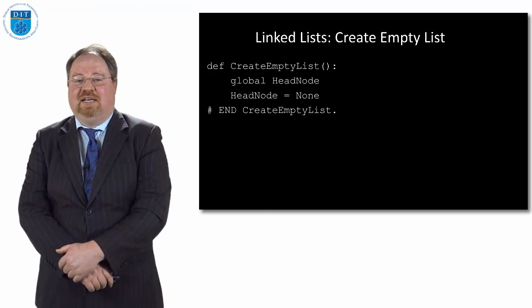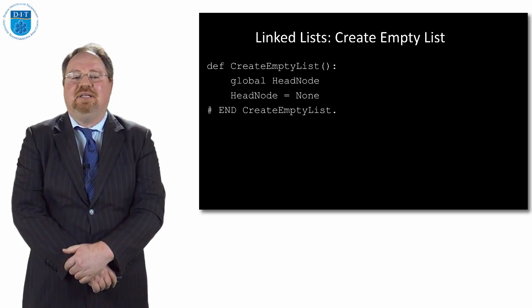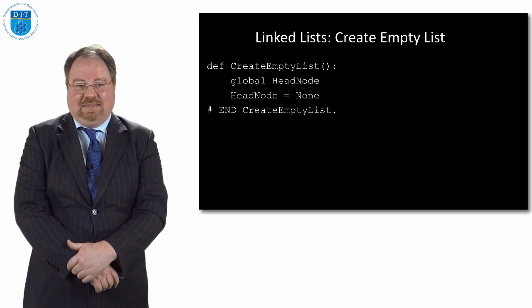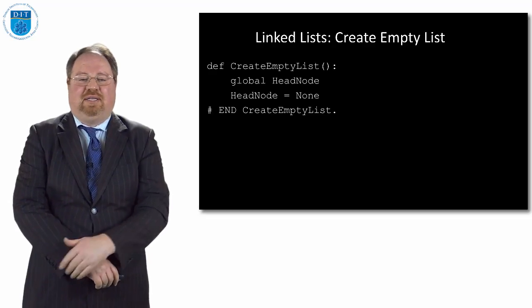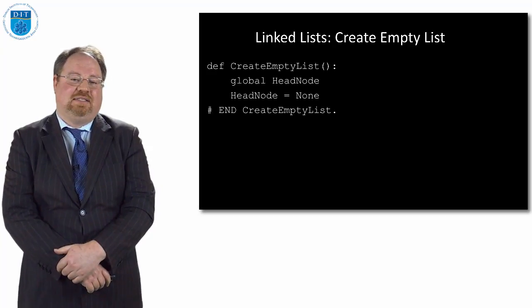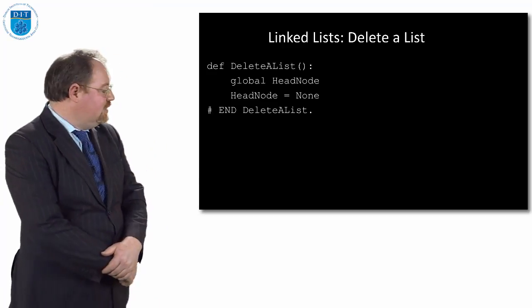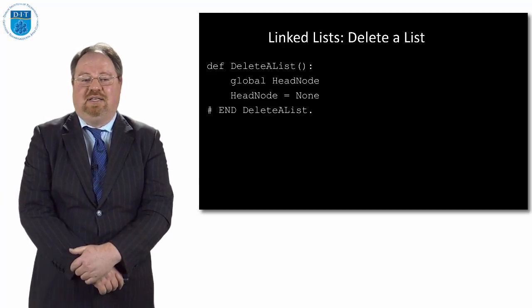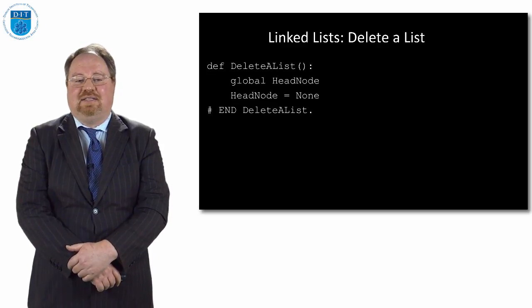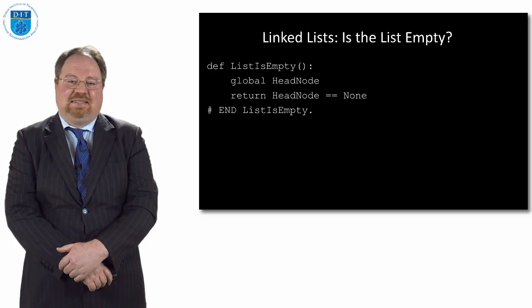If I want to create an empty linked list, it's very easy. I just take the head node and I say head node gets none. That means that this linked list doesn't point to anything. So the head points to null. That means I've got an empty linked list. Equally, if I want to delete a list, all I need to do is set the head pointer to null again, or none. Once I've set it to none, that's it. I've deleted anything it pointed to before, so that means I'm pointing to a blank list. So that deletes the list.